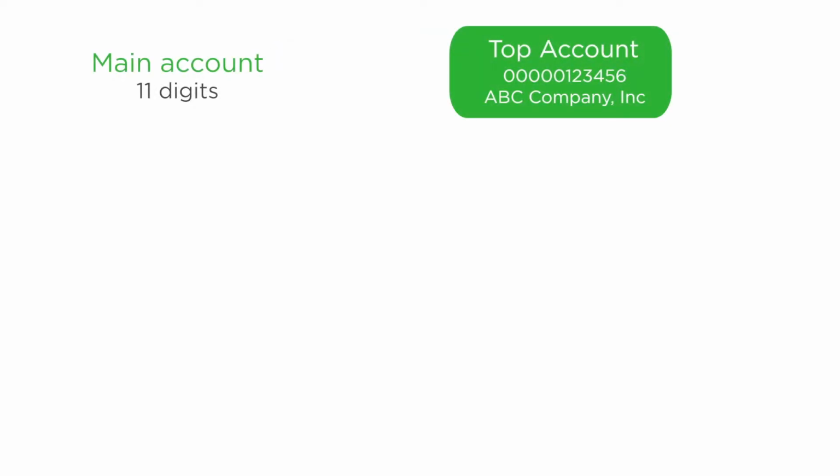The top account is the main account tied to your business. It's represented by your previous group number, preceded by zeros to compose an 11-digit number, like this example.